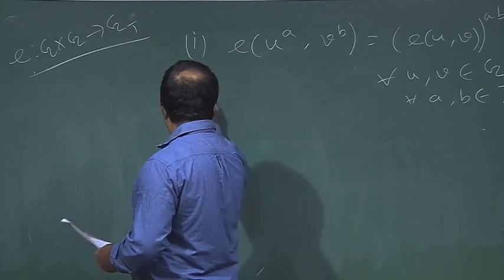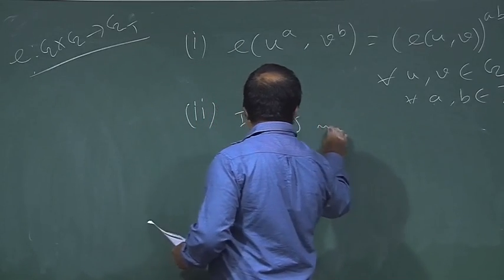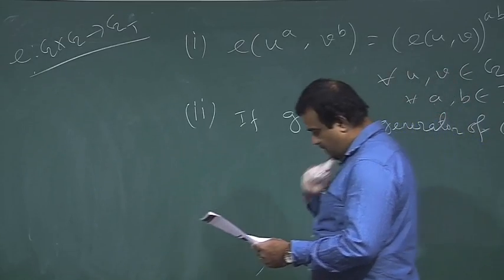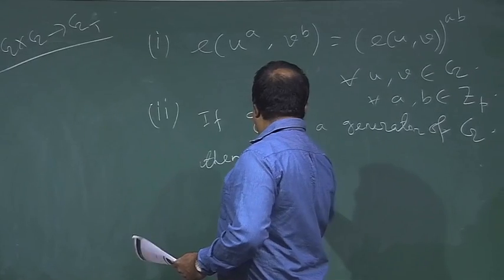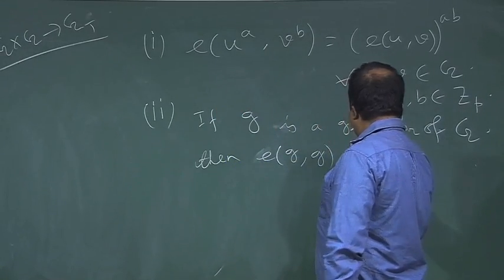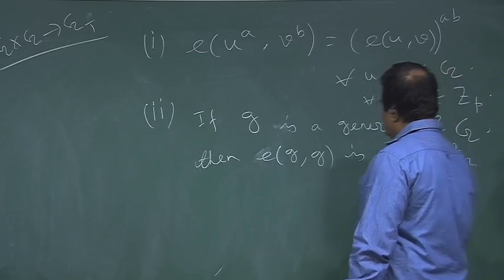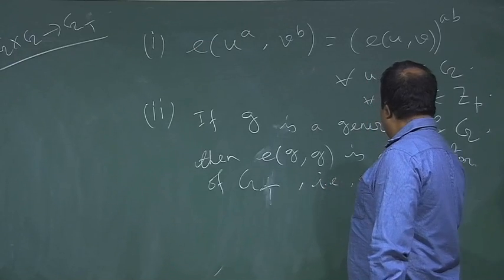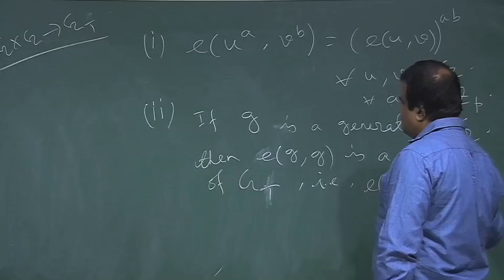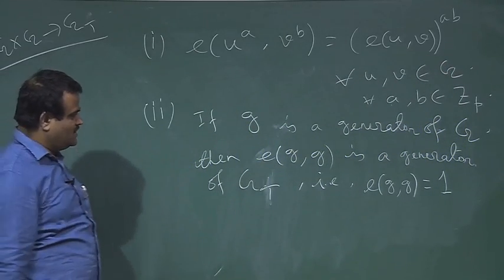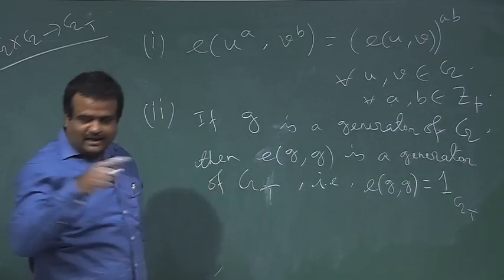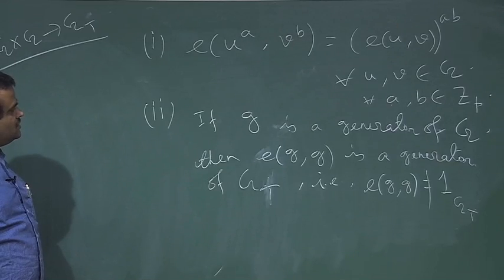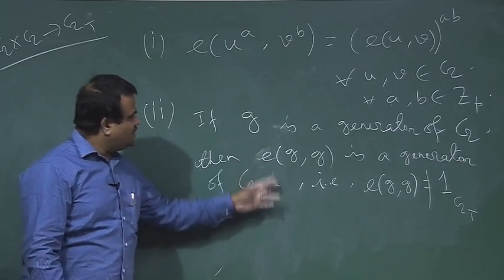The second property is that if g is a generator of G, then E(g,g) should be a generator of GT. That means E(g,g) should not be equal to the identity element of GT, because if it is the identity element, it cannot generate the group. So if g is a generator of G, then E(g,g) is a generator of GT.